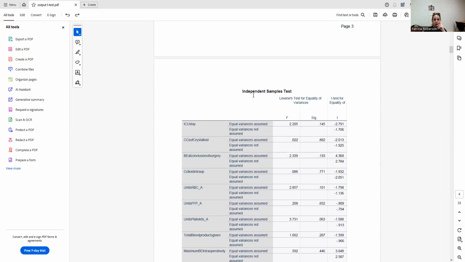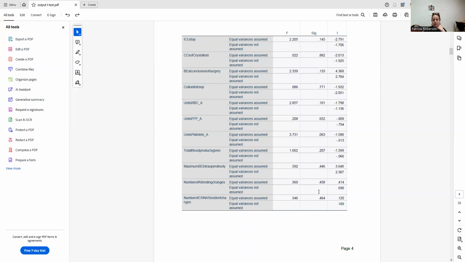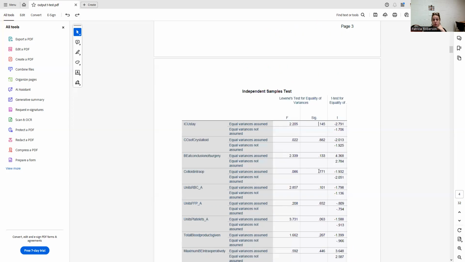But the independent, so this is the table where we're going to get our p-value from. So these first 2 columns are just the Levene's test for equality of variance. It's a test of an assumption. If it's statistically significant, we have to interpret this line, but all of these are statistically significant, so we're good to go. So if it's easier, just ignore everything I just said.